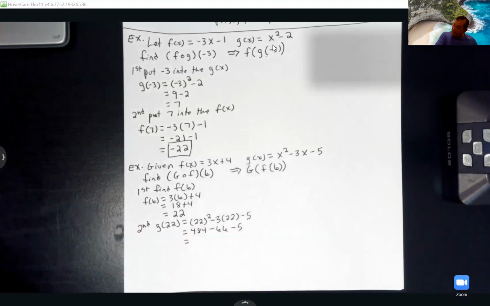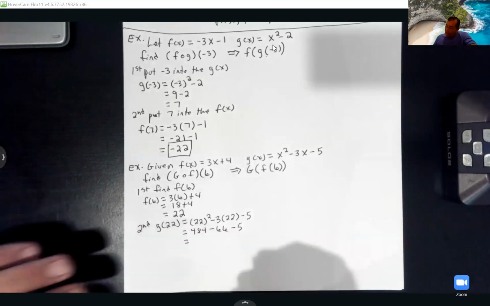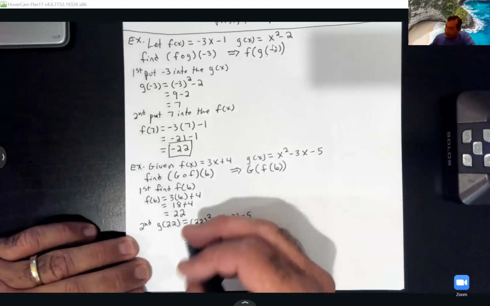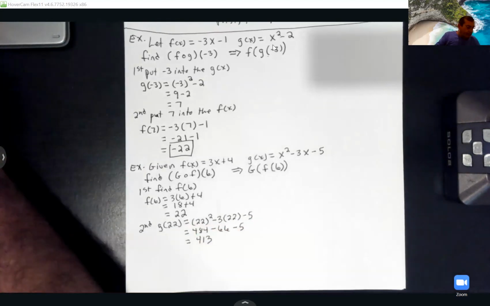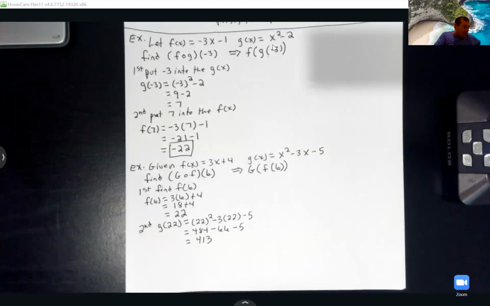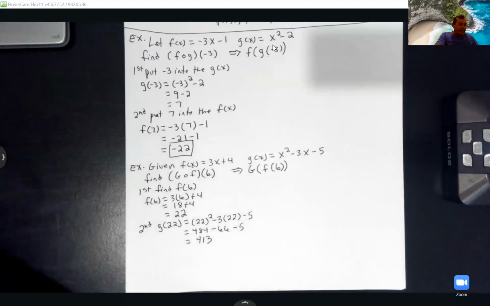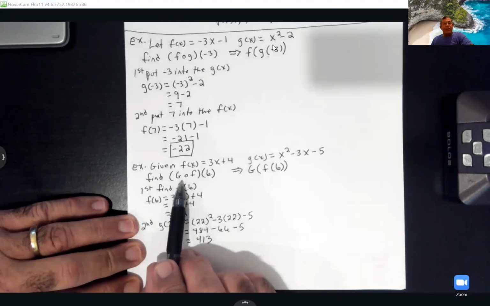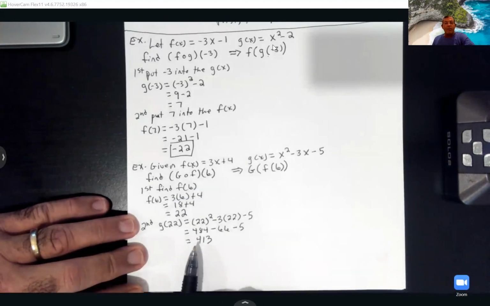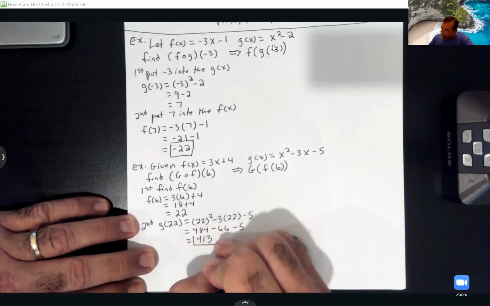Let's see what that's going to give us. 484 minus 66 minus 5. Looks like I'm getting 413. All right, so that means g of f of 6 equals 413.